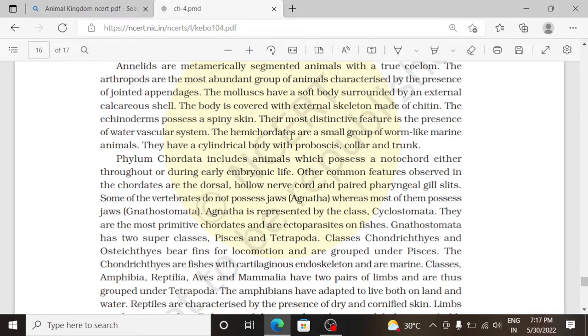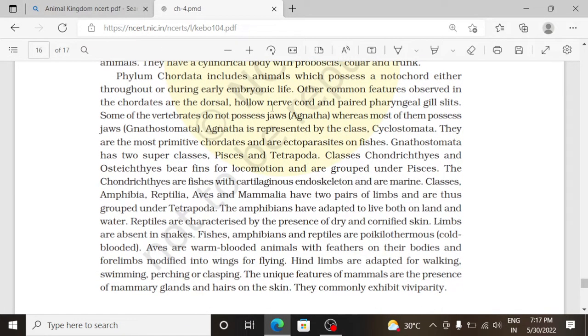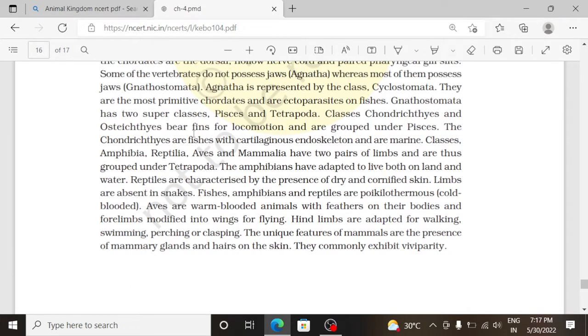The Hemichordates are a small group of worm-like marine animals. They have a cylindrical body with proboscis, collar and trunk. Phylum Chordata includes animals which possess a notochord either throughout or during early embryonic life. Other common features observed in the chordates are the dorsal, hollow nerve cord and paired pharyngeal gill slits. Some of the vertebrates do not possess jaws, Agnatha, whereas most of them possess jaws, Gnathostomata. Agnatha is represented by the class Cyclostomata. They are the most primitive chordates and are ectoparasites on fishes.